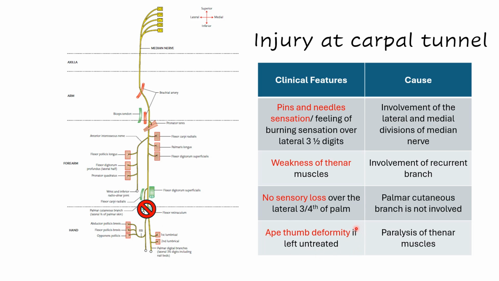Then ape thumb deformity can occur if this condition is left untreated. So carpal tunnel syndrome is mainly because of the compression of the nerve. So in case it is left untreated, it can result in paralysis. So ape thumb deformity can occur because of the paralysis of the thenar muscles.